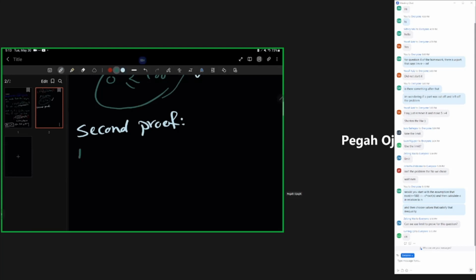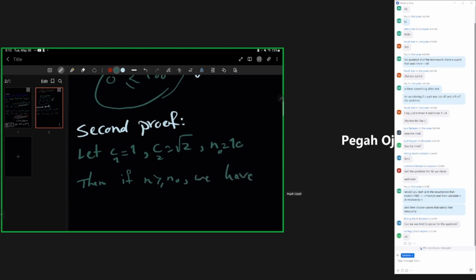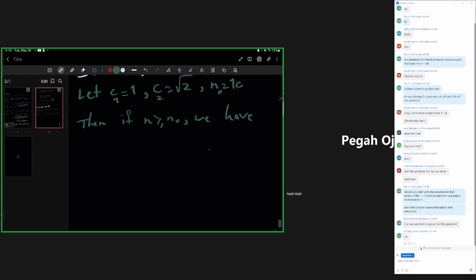Let's see if I just choose different numbers. Let's see if I consider C1 equal to 1 again, C2 equal to this, and N naught equal to 10. Then what do I have? If N greater than N naught, what do we have? I say, okay, first of all, I know N is greater than 10. And if this is the case, what else? I know that minus 10 is less than 0. That's obvious. Am I right? Does anybody have any question? No. Okay, this is obvious because there's nothing wrong here.